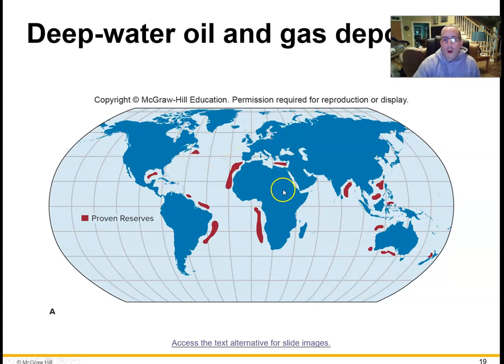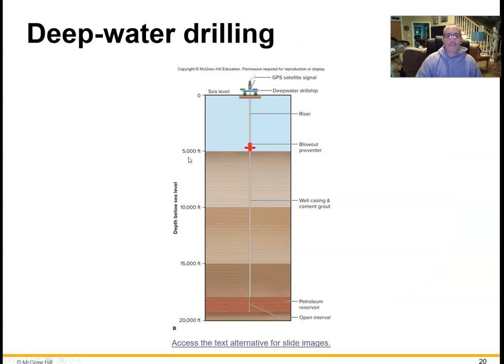So these are where all the major proven oil reserves are. In deep water situations, you don't see many in the Middle East right here. Those are not considered deep water. The ones in red are the deep water ones, offshore out in really deep ocean water. And this is just a cross section of how a deep water well would work. You can see here, this is the ocean. They get to the bottom and then they drill down and enter in these.